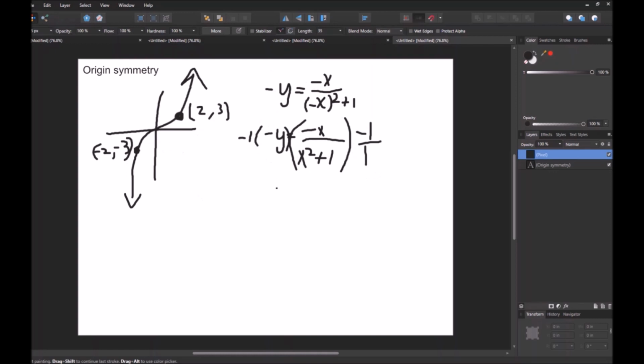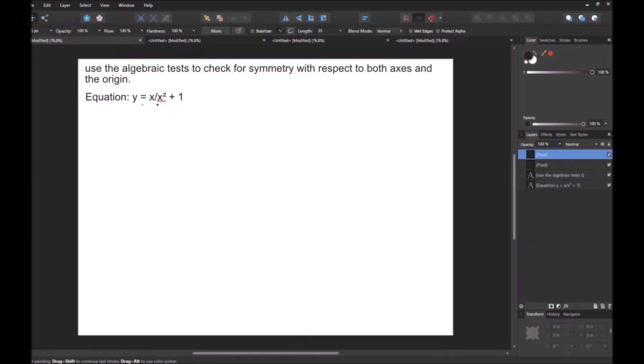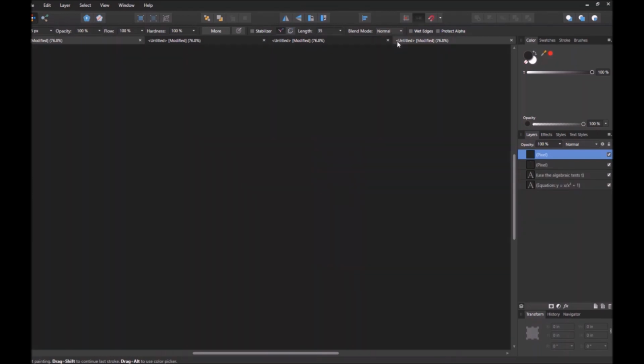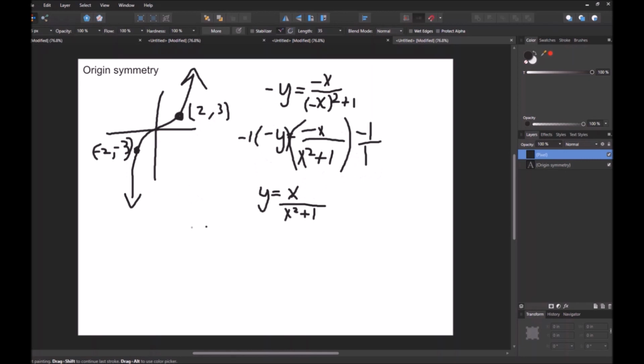Negative 1 times the negative 1 in front of the y is just y. And negative x times negative 1, or I guess it would be negative 1 times the negative 1 in front of the x, is x. And then x squared plus 1, that whole thing times 1. As we know, anything times 1 is itself. So we get x squared plus 1. So we're left with y equals x over x squared plus 1, which if we look at the original equation, we can see that the original equation and the one that we just evaluated are exactly the same, meaning this has origin symmetry.